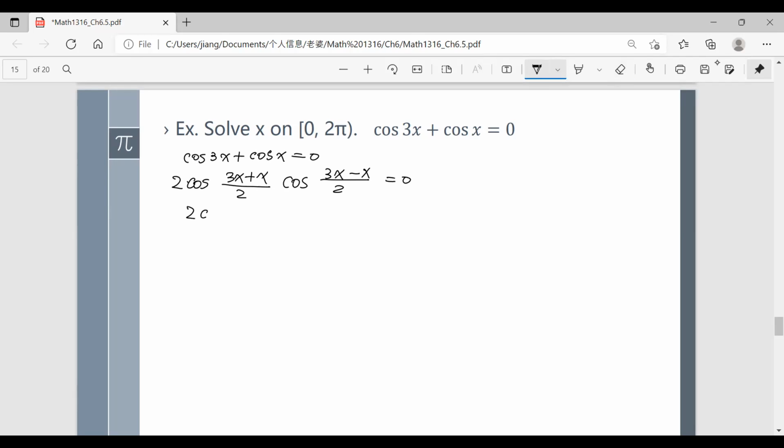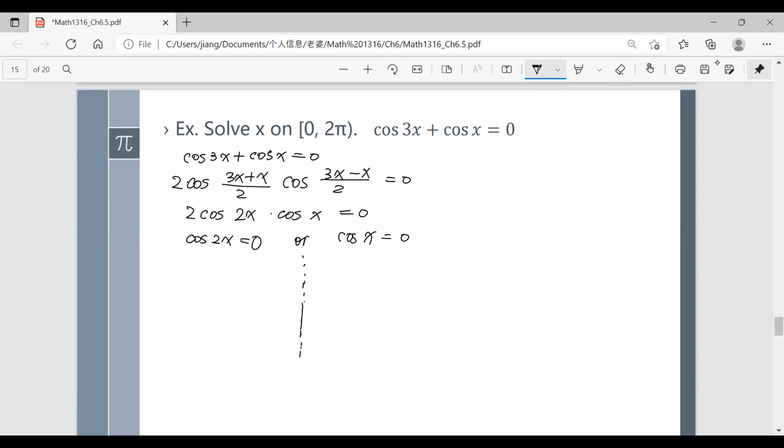So 2 times cosine, this term is 4x over 2, that's 2x, times cosine of 3x minus x, which is 2x, over 2, is x, equals 0. That means cosine 2x equals 0, or cosine x equals 0. We can solve both of them.